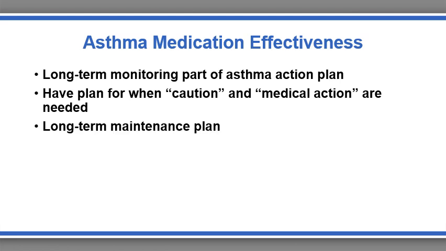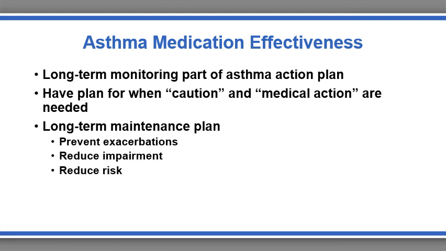So again, have a long-term maintenance plan. Again, this is going to involve preventing exacerbations, reducing any impairment, and reducing risk, making sure that everybody has an action plan in place for managing asthmatic patients. Again, important things like limiting the maximum amount of bronchodilator treatment. So for instance, you can repeat bronchodilator treatments 3 times during the first hour, 1 time per hour thereafterwards.